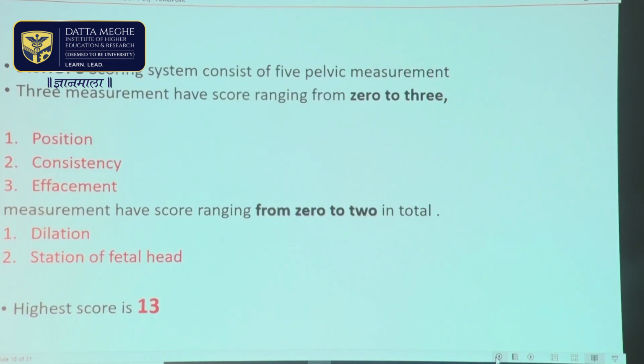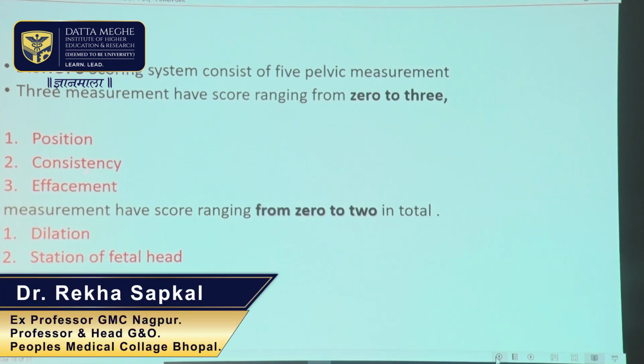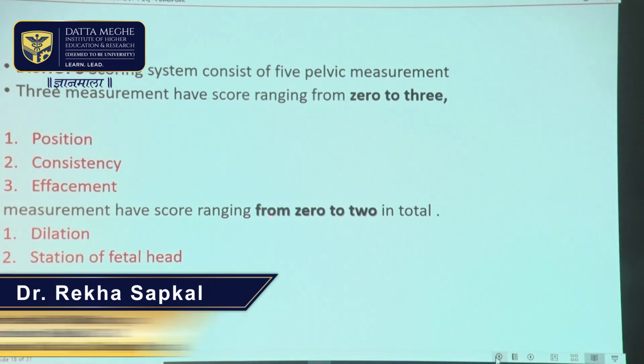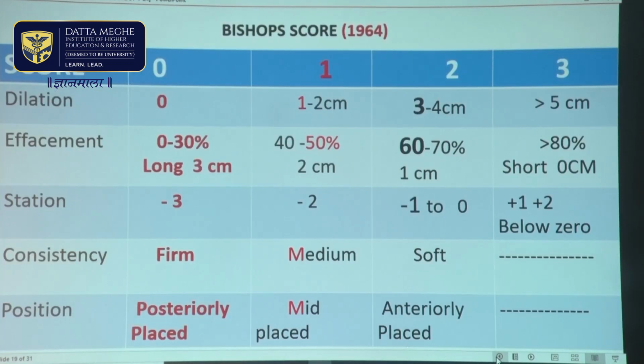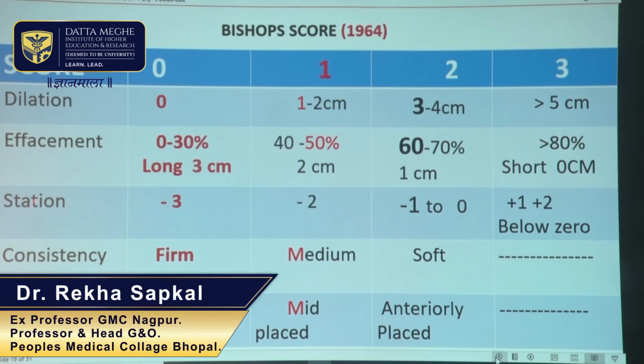So, in short, what does the Bishop scoring describe? It describes the position of the cervix, consistency of cervix, effacement, dilatation and station of the fetal head. Each measurement has a score ranging from 0 to 2, and the highest total score will be 13. So, these are the 5 points which are assessed in the Bishop scoring system. The original Bishop score estimates dilatation, effacement, station, consistency and position. This last column is blank.